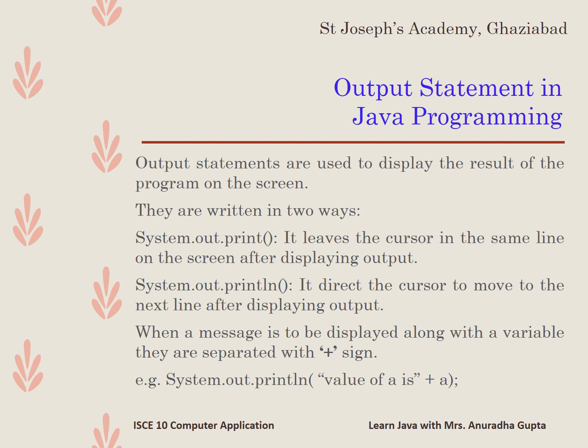One more thing you have to learn here is the connector, which looks like a plus sign. When we have to combine a message with a variable, we make use of the connector to join them. Like an example here, System.out.println("Value of a is"). This is a message we wrote in double quotes. To separate the message and the value of a, we have used the plus sign, which is called the connector.